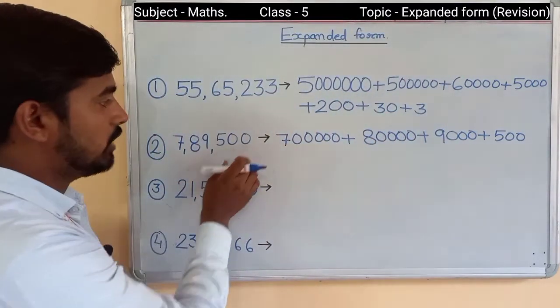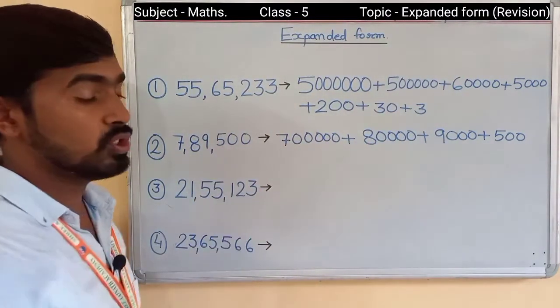Now children, one thing to note, we have 2 zeros because 0 has no place value.